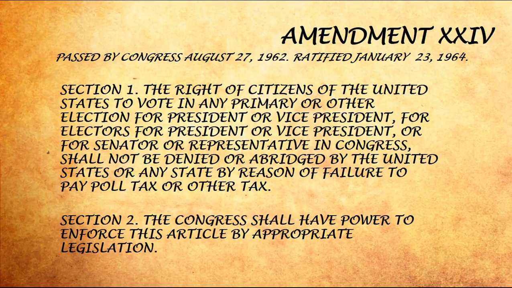The 24th Amendment, passed by Congress August 27, 1962, ratified January 23, 1964. Section 1. The right of citizens of the United States to vote in any primary or other election for President or Vice President, for electors for President or Vice President, or for Senator or Representative in Congress shall not be denied or abridged by the United States or any state by reason of failure to pay poll tax or other tax. Section 2. The Congress shall have the power to enforce this article by appropriate legislation.